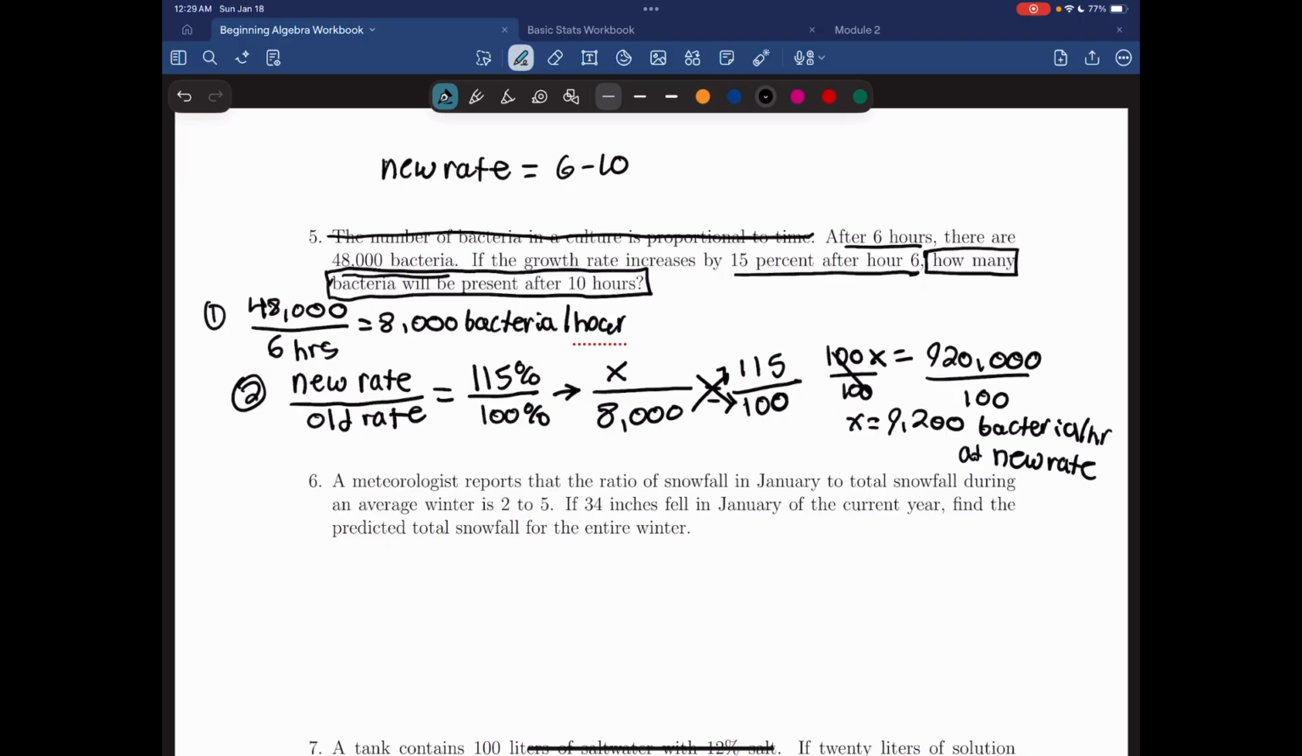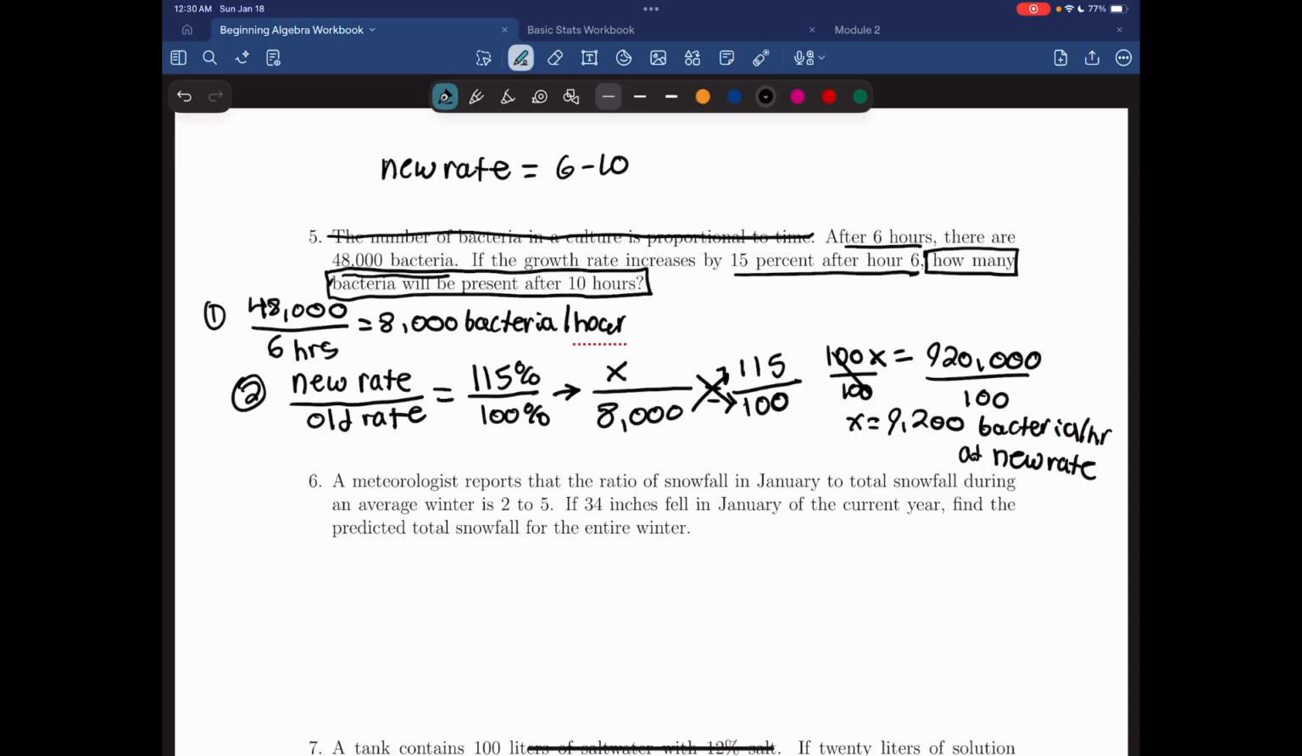So now that we know that this means 9,200 bacteria per hour at the new rate, we need to multiply this rate by 4. And that is because we know that this old rate only goes up to hour 6. So after hour 6, this new rate comes in. So we need to account for the fact that the last 4 hours, 10 minus 6, the bacteria is producing at this new rate.